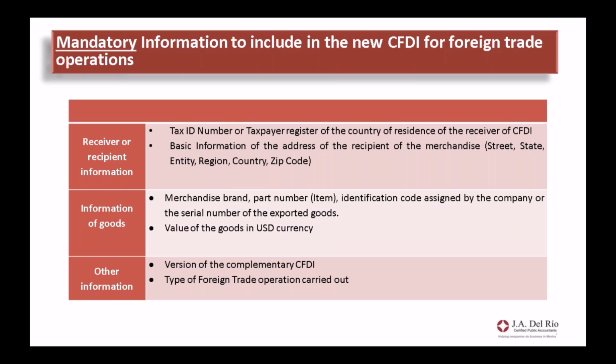The second part is the information of the goods, and it asks you the merchandise brand, the part number item, then the identification code assigned by the company, or the serial number of the exported goods. And of course, the value of the goods, which always has to be in USD currency. So if we have another currency that we are using for this exportation, we need to exchange the currency to US dollars. At the end, there is the other mandatory information, which is the version of the complement of the CFDI and the type of foreign trade operation carried out, that in this case would be only for definitive exportations.